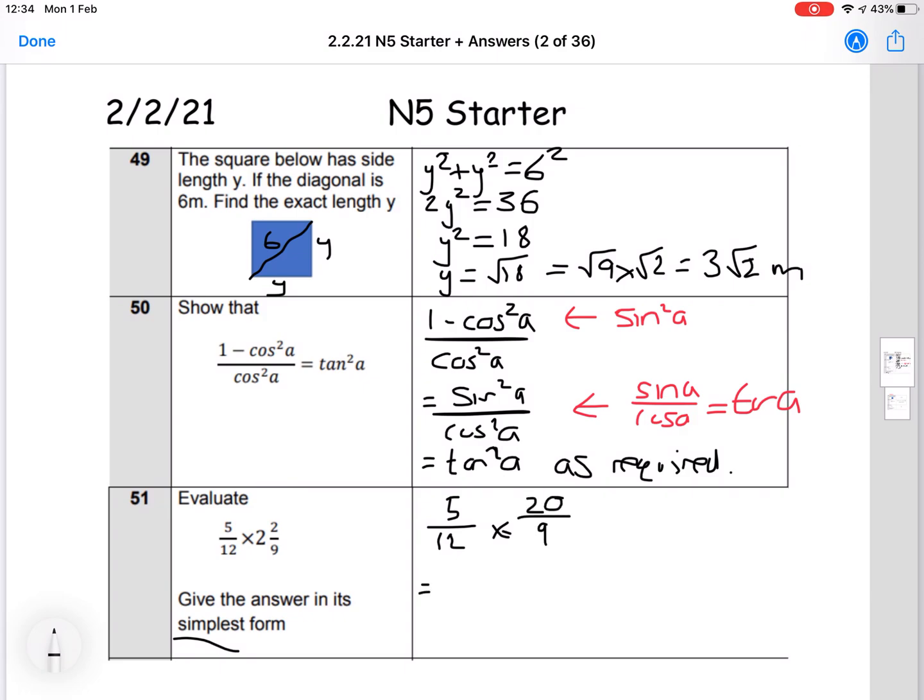And then for multiplying fractions, it's straight across the top and across the bottom. So 5 times 20 is 100, 12 times 9 is 108, and then simplify it down. So these both divide by 2, so we could do 50 over 54, and then they divide by 2 again, so 25 over 27. Can't simplify that down any further, so that would be that question complete.